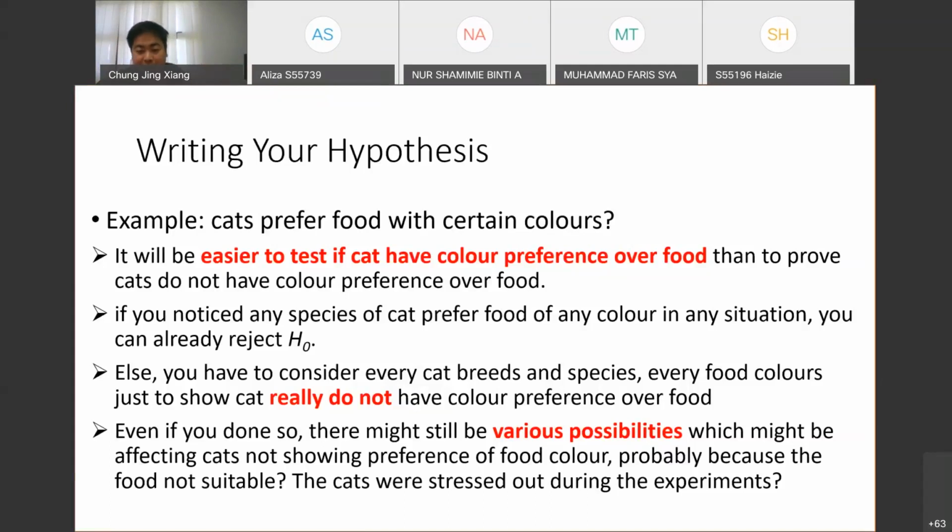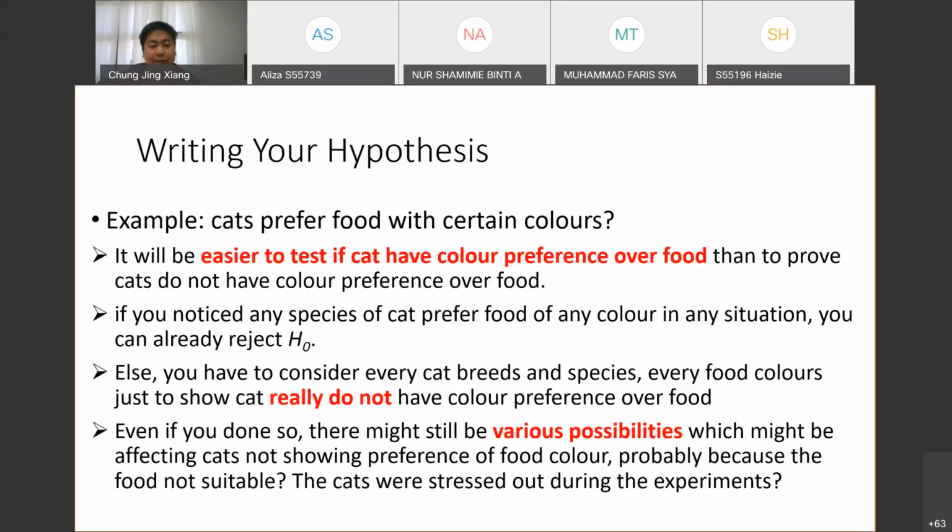If you give the cat vegetables with different colors, and the cat doesn't like veggies, it will not eat anything. So you just say, oh, the cat doesn't have a preference over food color. It can be misleading. Maybe when you give the cat meat, or cat biscuits, with a certain color, it will prefer a certain color. So we cannot remove the possibility that other variables might have an impact on our outcome.